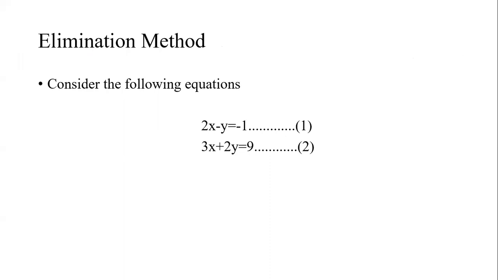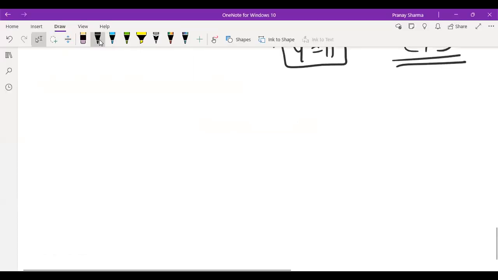All right, we need to consider these equations. 2x minus y equals minus 1. And another equation is 3x plus 2y equals 9. You can keep this noted because after this we'll be moving to the whiteboard. I hope my whiteboard is visible.